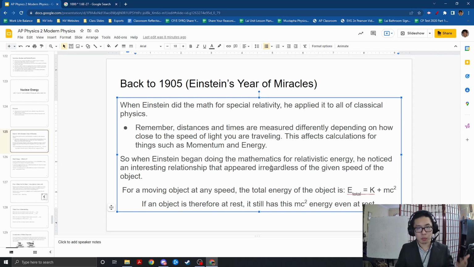And this is because most of Newtonian physics, right, requires quantities such as distance and time. And since distance and time are both big parts of special relativity, we'd have to actually come up with new mathematical models for momentum, new mathematical models for energy, right? And while actually exploring energy, he noticed something really interesting. The final total energy for any object he discovered would be K plus mc squared. And he called mc squared the energy an object has even when it is at rest.